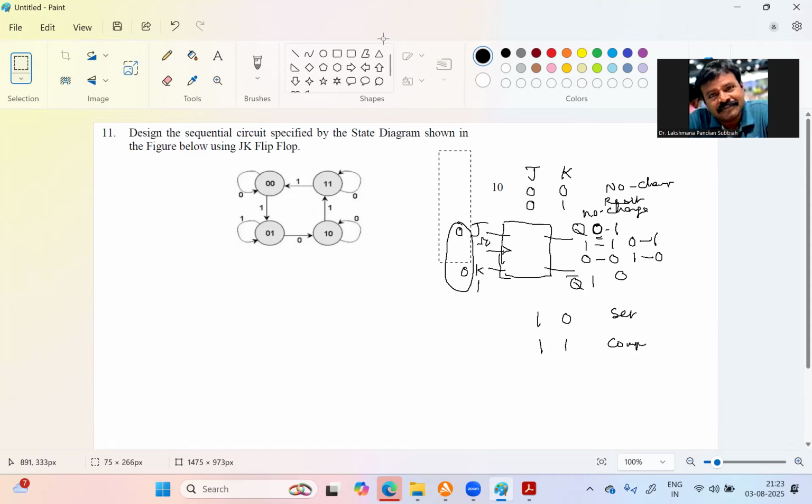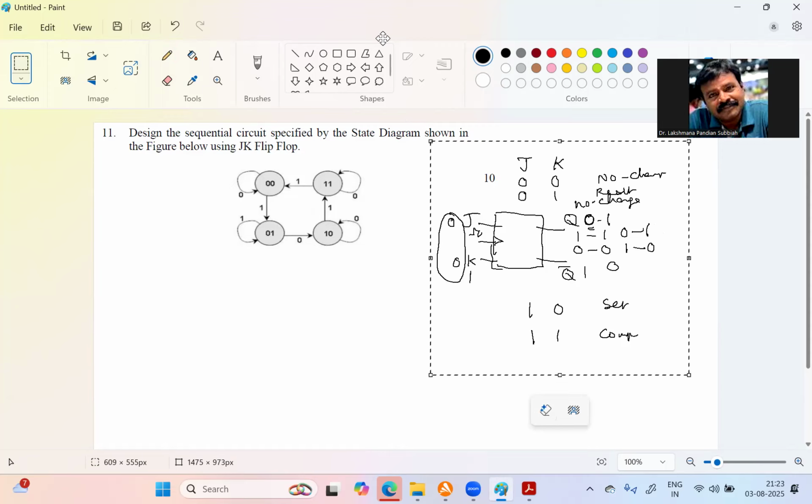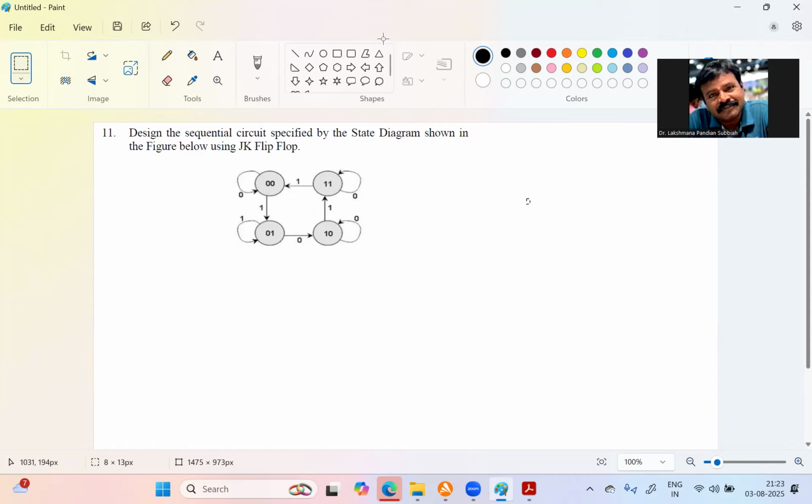So directly you write the characteristic table for the JK flip-flop. What is J? What is K? If you give J and K, what is the action, and what is the next value?